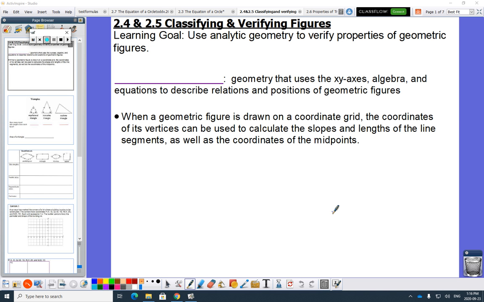All right, so what we're going to do is classify different shapes, okay? So we're going to use slopes and we're going to use length basically. So you do have to remember some properties. Even in chemistry, when you're trying to prove something using math, it's called being analytic or analytical.